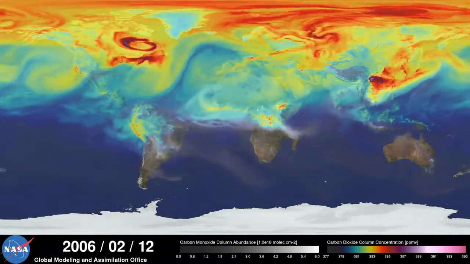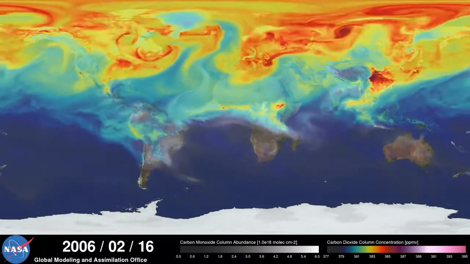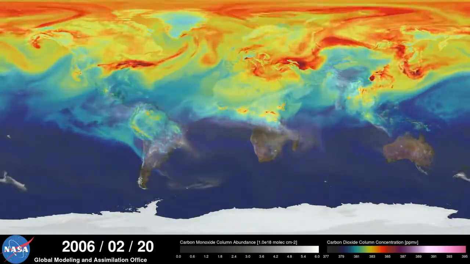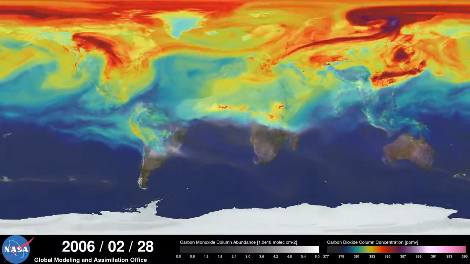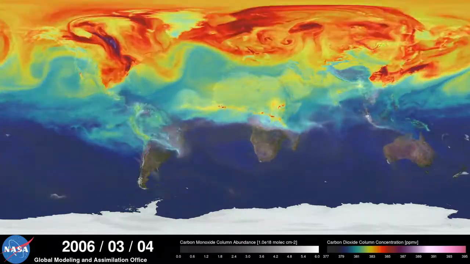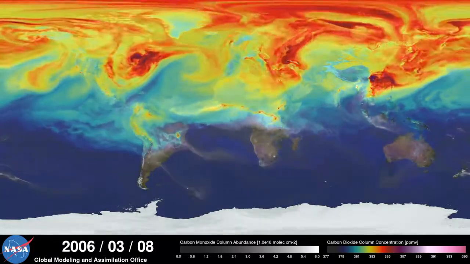Carbon dioxide is the most important greenhouse gas affected by human activity. About half of the carbon dioxide emitted from fossil fuel combustion remains in the atmosphere, while the other half is absorbed by natural land and ocean reservoirs.